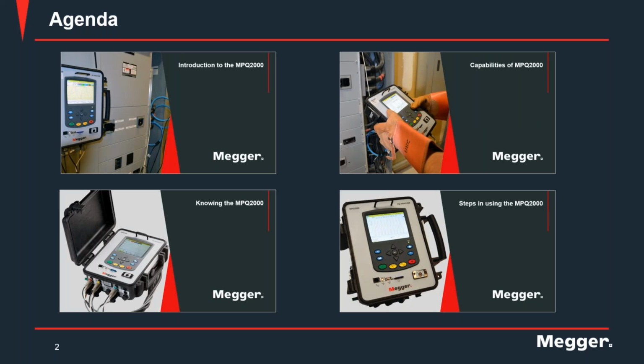So the presentation is divided up into these 4 sections. We'll start off with a short introduction to the MPQ 2000. We are going to look at the different capabilities of the instrument. We are going to familiarize ourselves with the instrument in the 3rd section, and eventually in the 4th section, we're going to see how we use the MPQ 2000 to do a power quality analysis or a power quality study.